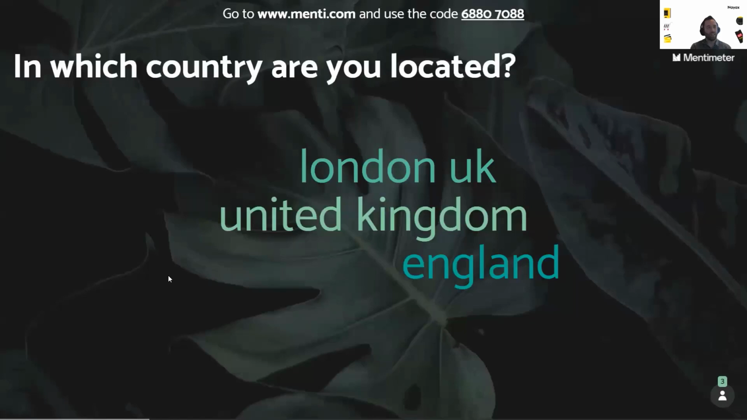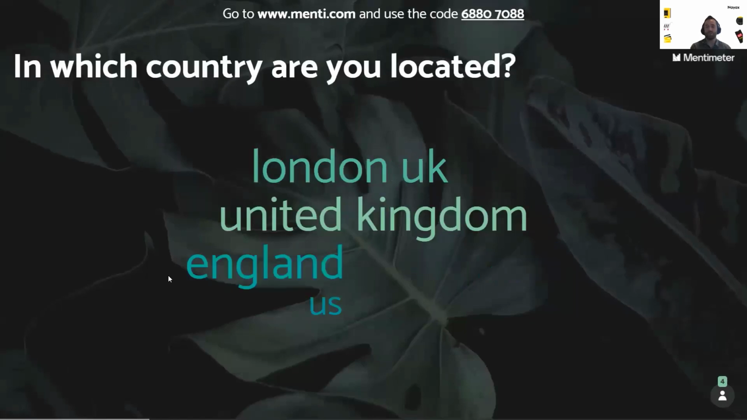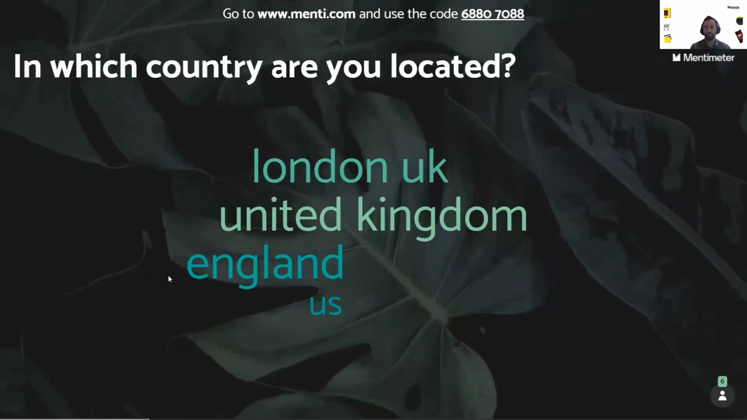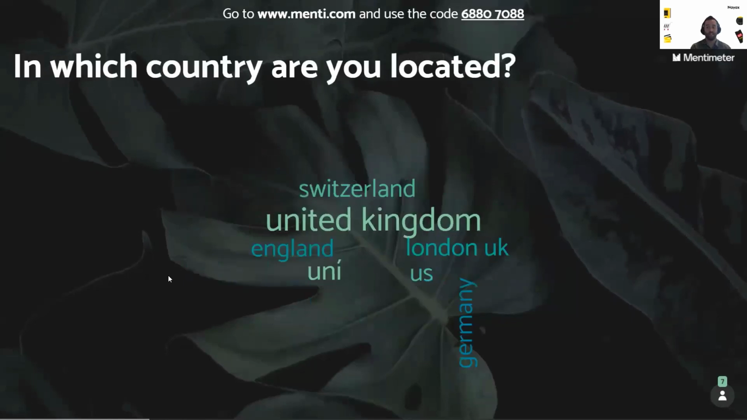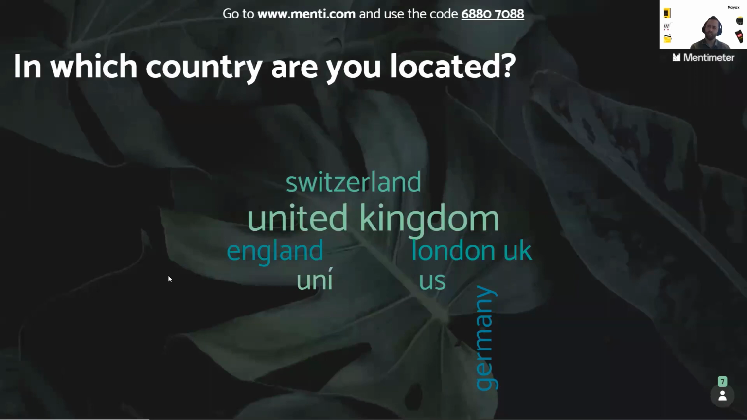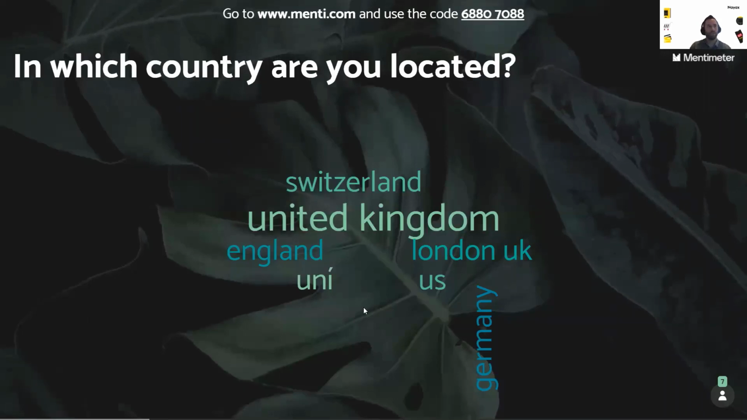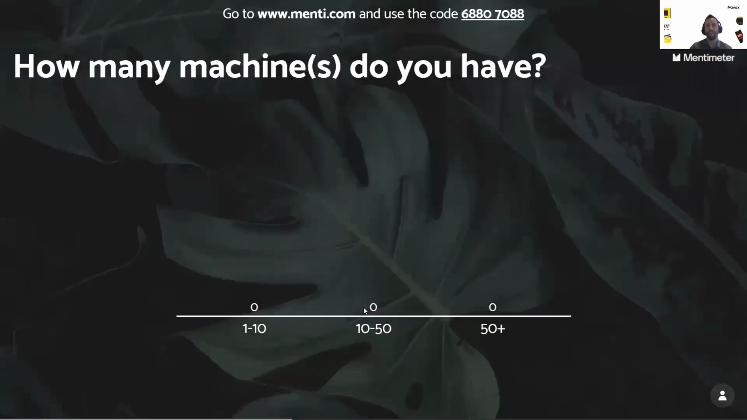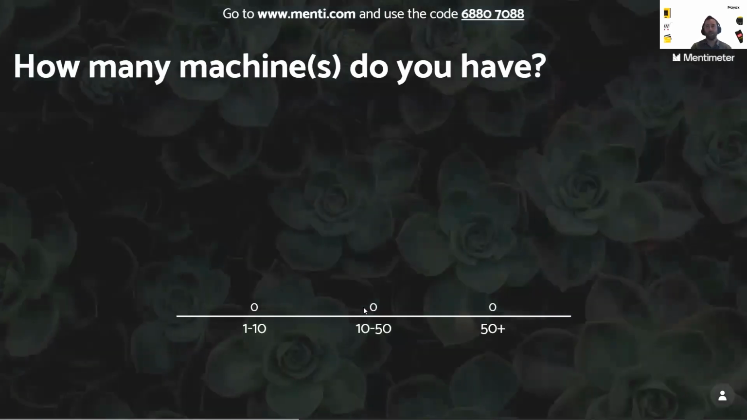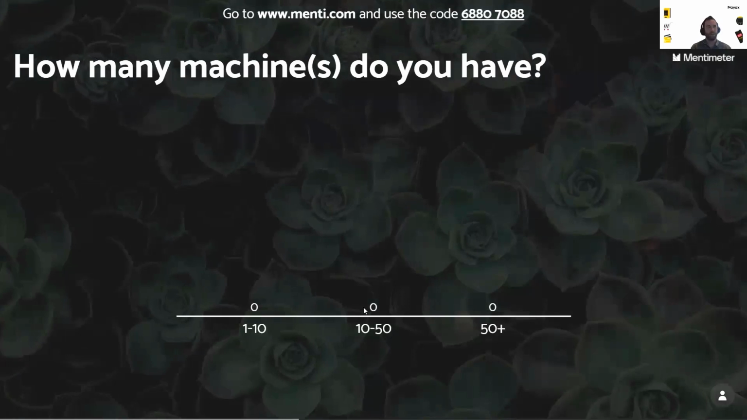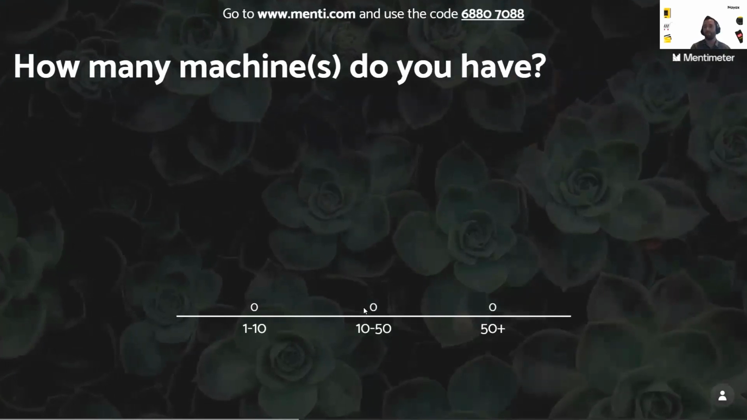We had 6 people on the previous questions. So, oh, great. US, Switzerland, that's nice. Okay, so the majority of the people here are from Europe, which is great. Now, in case you're an operator, how many machines do you have? Small, medium, large?